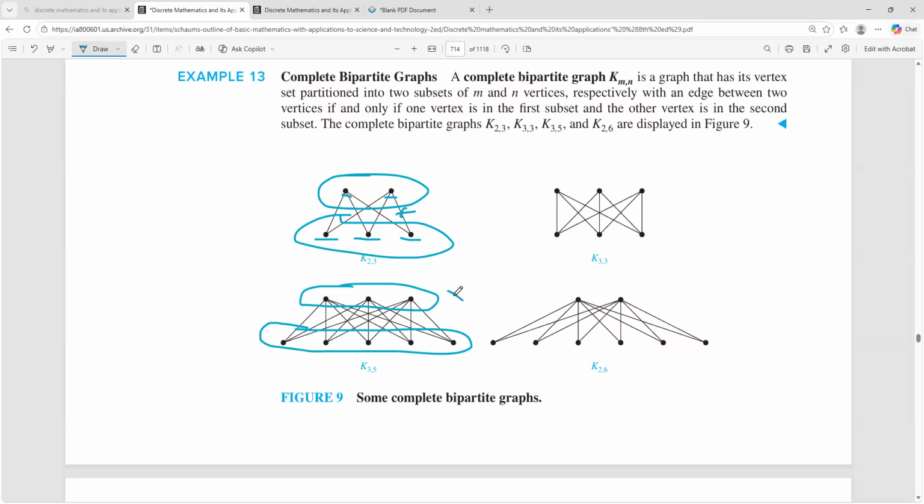So all the nodes, and say this is set V1, and this is V2, right? So all the nodes in set V1 have degree 5, and all the nodes in set V2 have degree 3, because they're connected with the 3 here. V1 is connected with 5 here. Okay. So any questions about complete bipartite graphs?